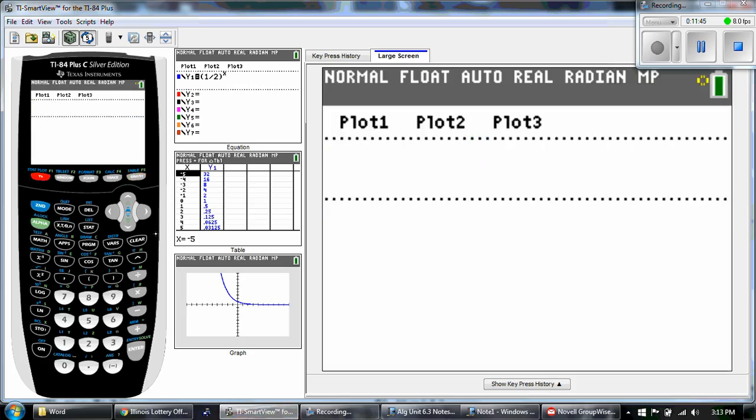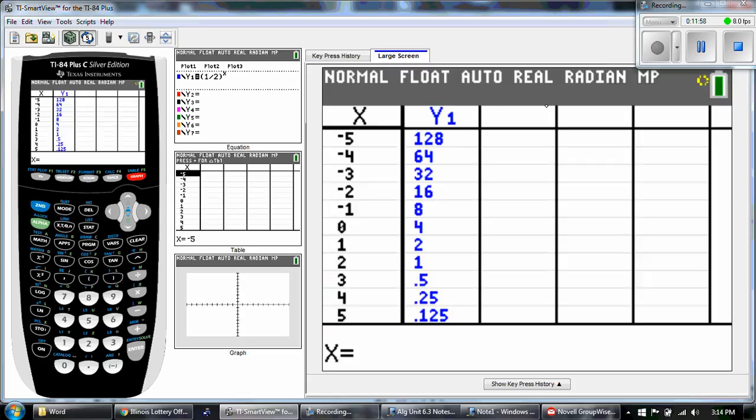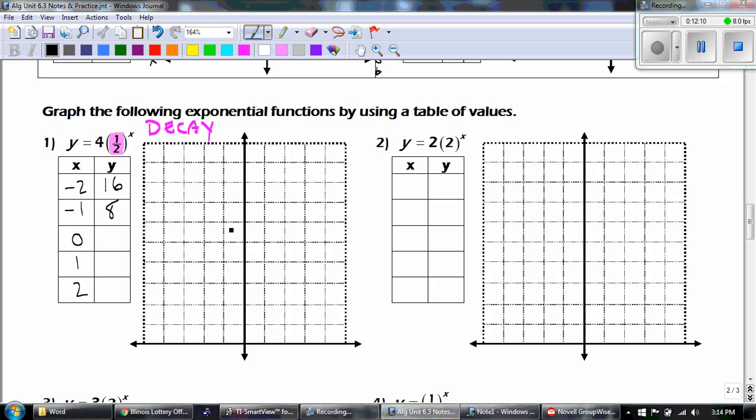If I'm plugging into my calculator, I clear this out. I'm writing 4 times 1/2 raised to the x power. And if I go to my table right here, you can see -2, look, 16, that's what we got. We did it right. Okay? But then the other ones, we got 8, then 4, and then 2 and 1.